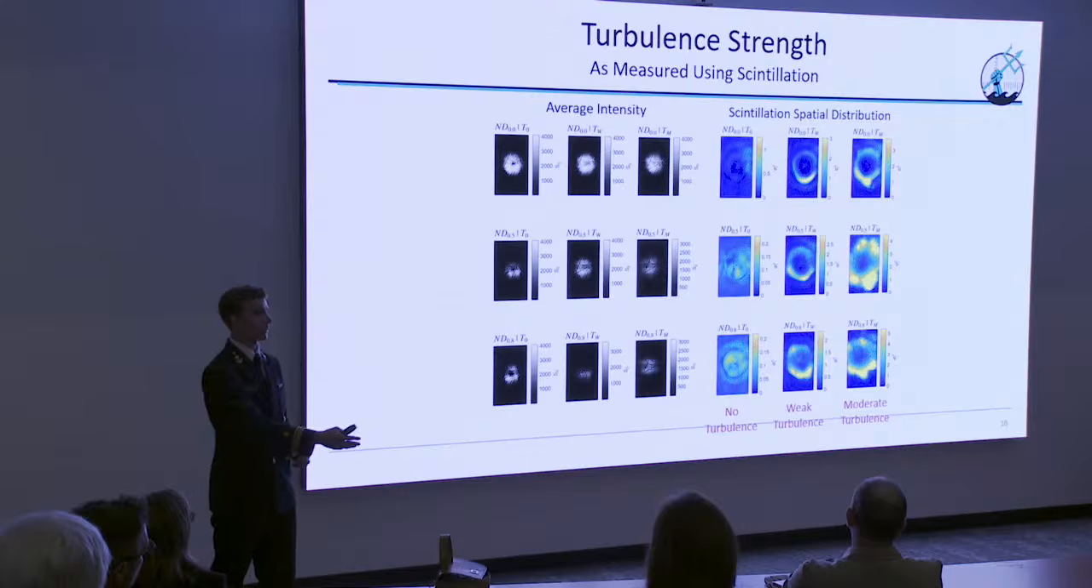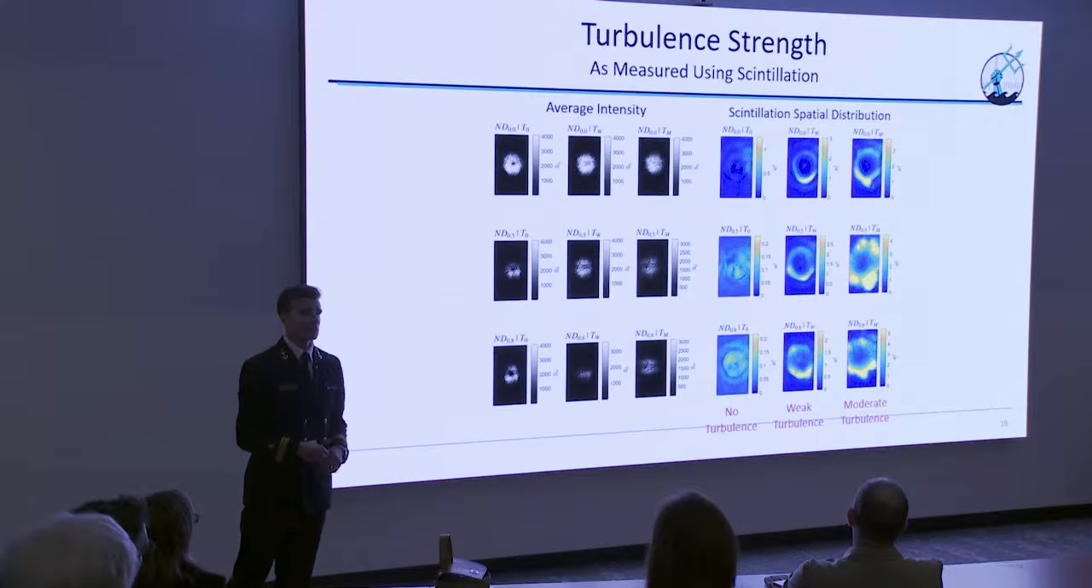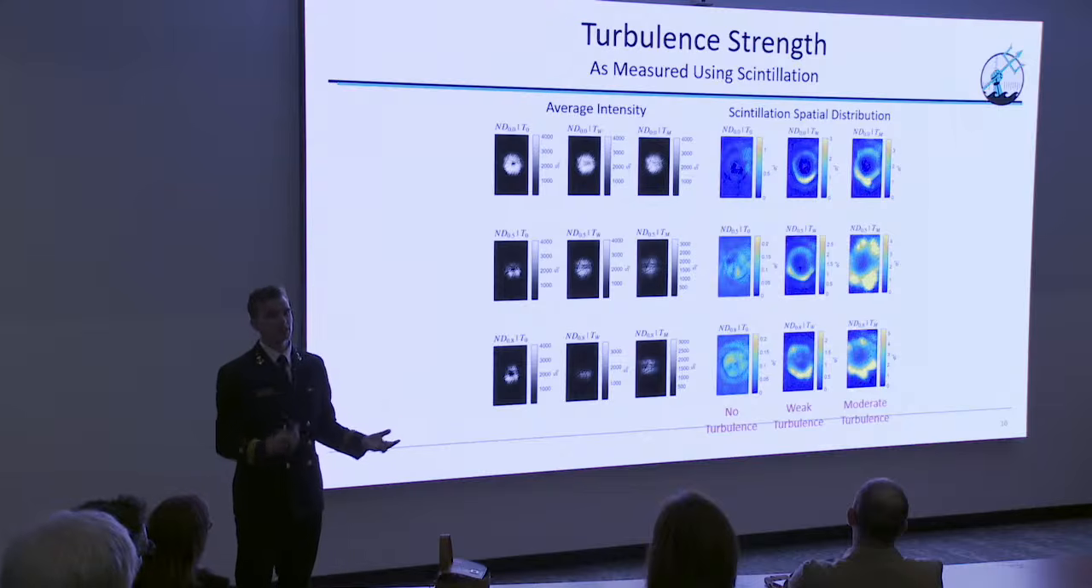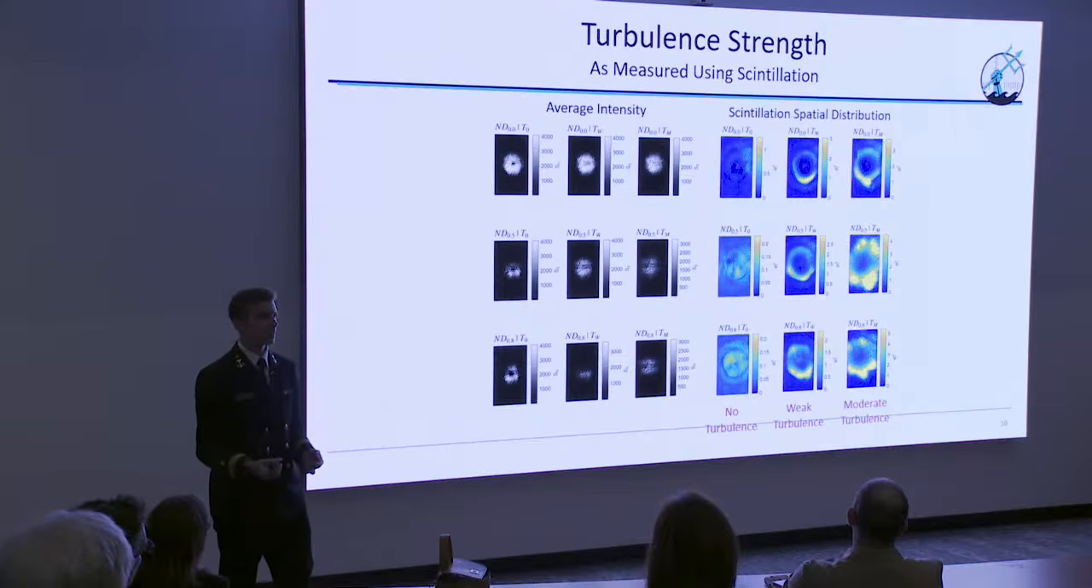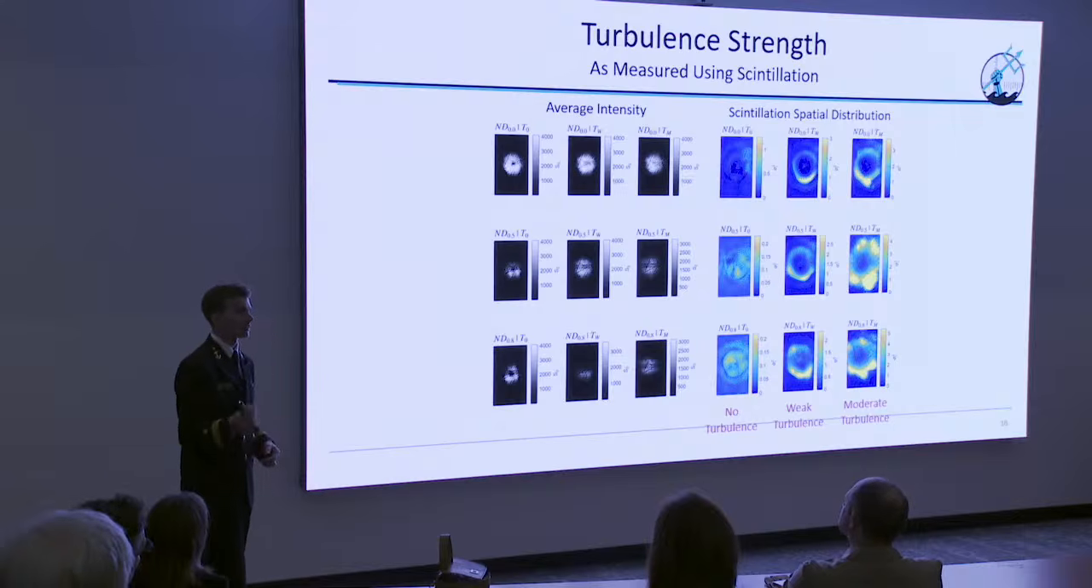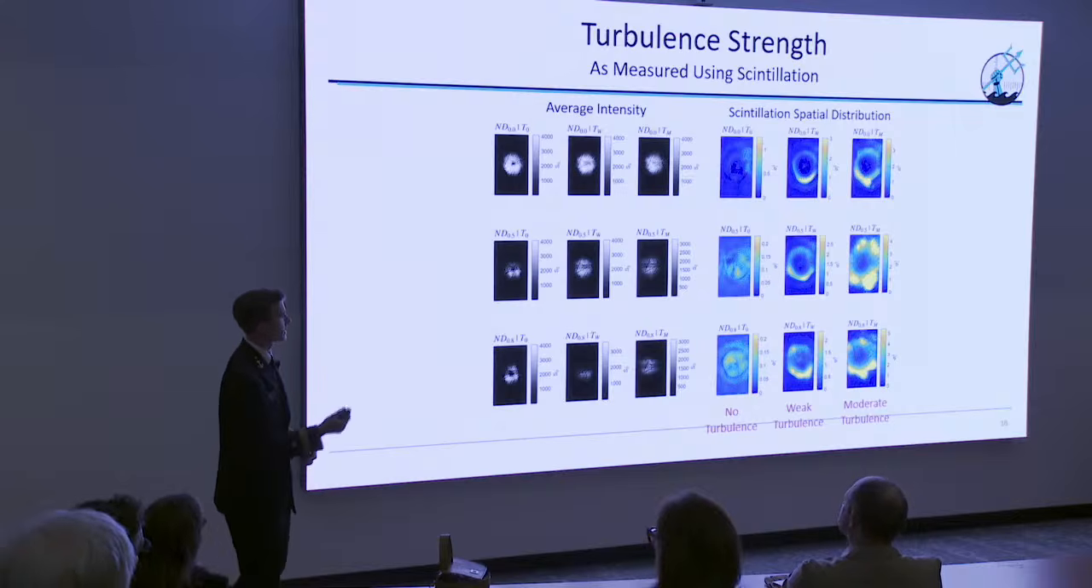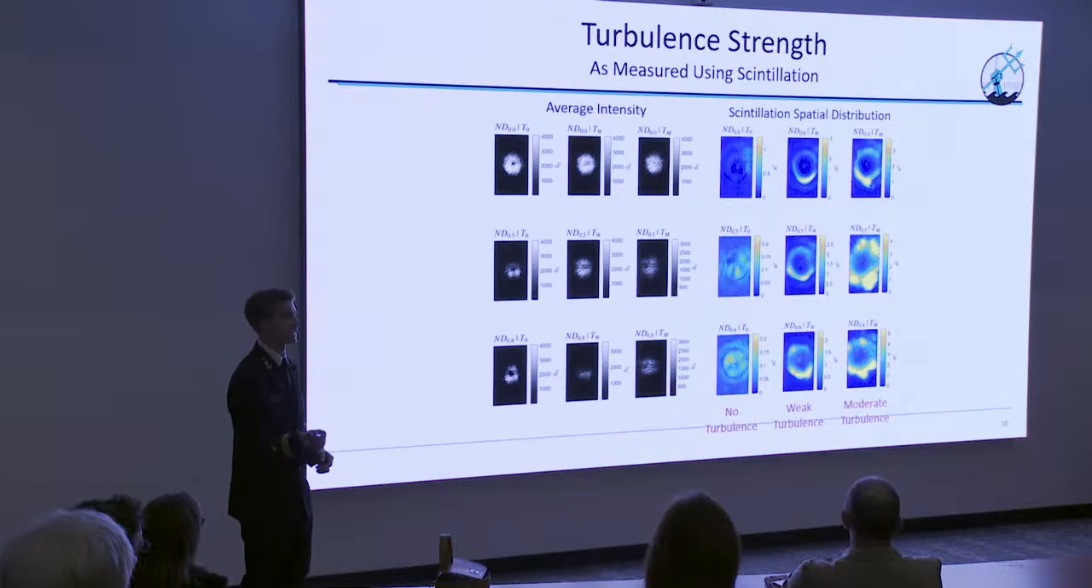On the right side of the screen, we have our scintillation spatial distribution. And scintillation is basically a measure of how much the intensity is changing and fluctuating. So if you look at the night sky and look at a star, that star twinkling is due to scintillation. And that's the same effect that's seen here, the intensity fluctuation in the light.